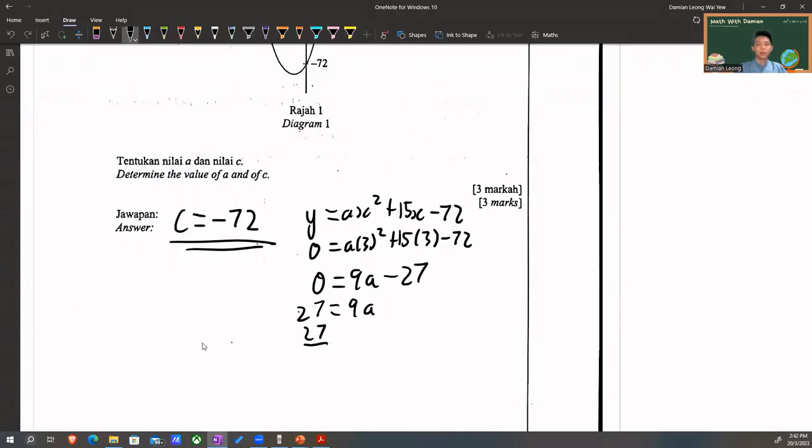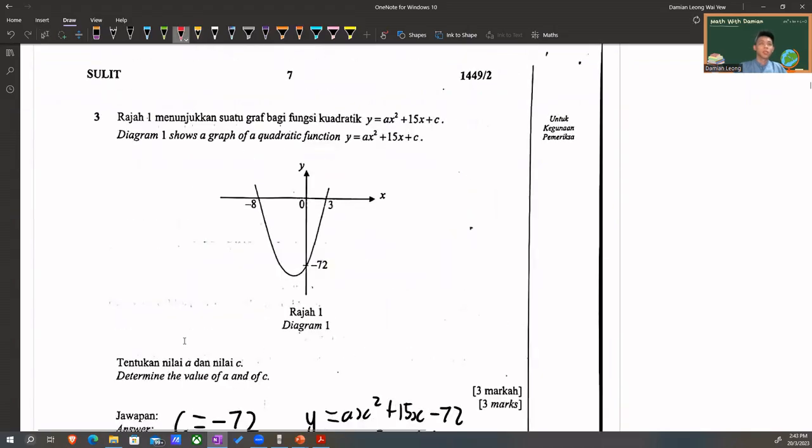Okay, bring over the 9 times 9, opposite divide 9. So A is 3. That's how we can get the A and C value. Okay. Alternatively, let me just show you the other method.